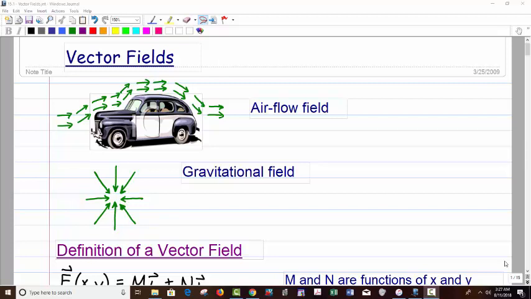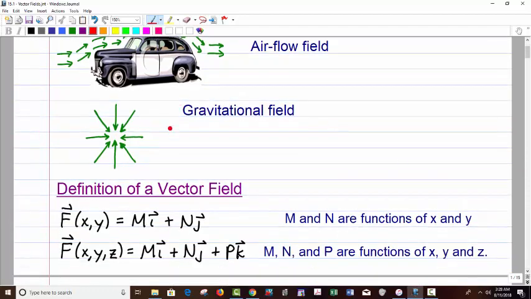Hello, this video is on vector fields, looking at paths that vectors take and what kind of applications we can get from that. This one is called an airflow field. You can see how it would flow over the path of that vehicle. And the next one's a gravitational field. And being gravitational, you can see how the vector function is all heading inward.